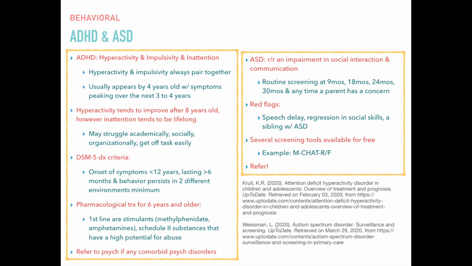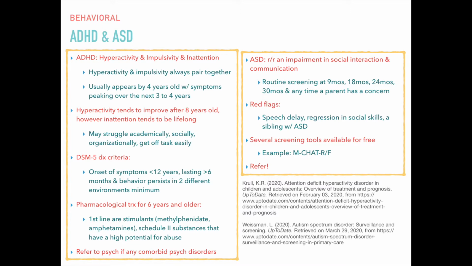So this is going to be just a quick discussion on ADHD and ASD. ADHD includes hyperactivity, impulsivity, and inattention. Hyperactivity and impulsivity, those pair together. They usually appear by 4 years old, with the symptoms then peaking over the next 3 to 4 years afterwards. Hyperactivity tends to improve after 8 years old. However, inattention tends to be a lifelong problem. And these kids might struggle with academics, social organization, get off task easily, and seem distracted.